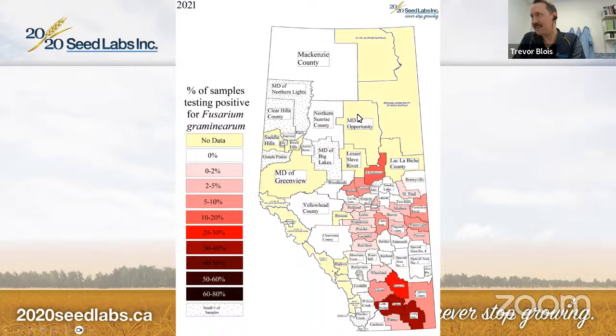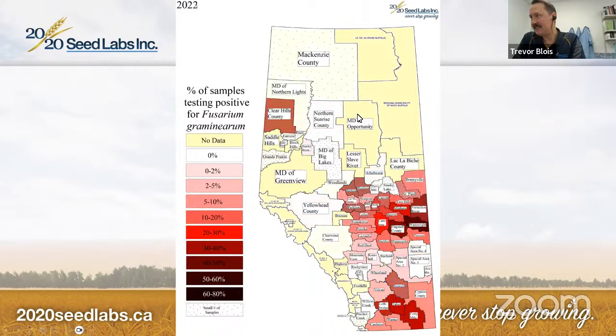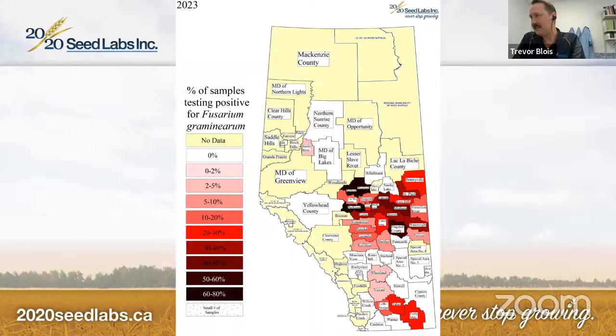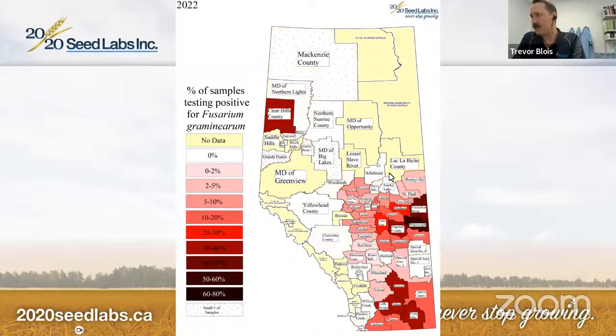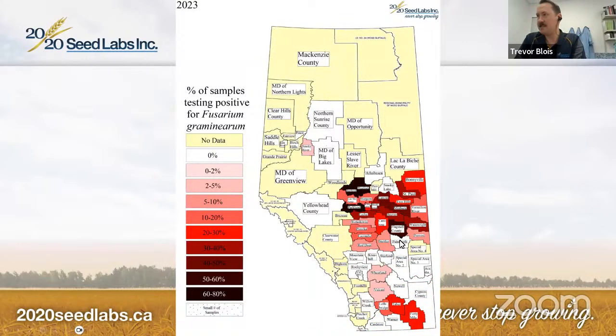What's going on here? Okay, so this is 2023 here. And so now in 2023, we're seeing a lot of positives coming up to the west of Edmonton and the northwest of Edmonton. So Barrhead, Westlock, Parkland, but even going east as well.